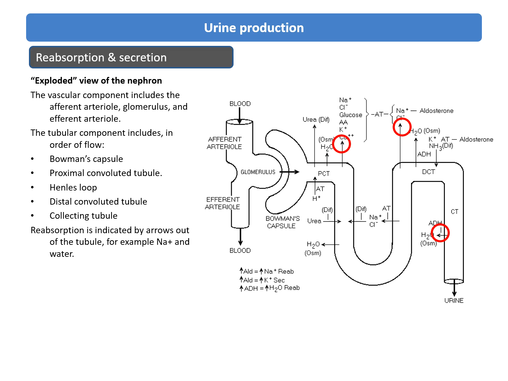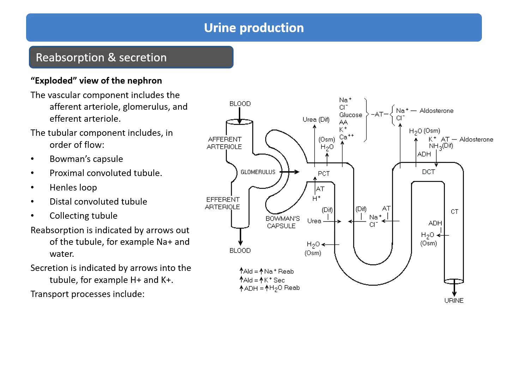Reabsorption is indicated by arrows out of the tubules, for example, sodium and water. Secretion is indicated by arrows into the tubules, for example, hydrogen ions and potassium ions. Transport processes include osmosis, diffusion, and active transport.